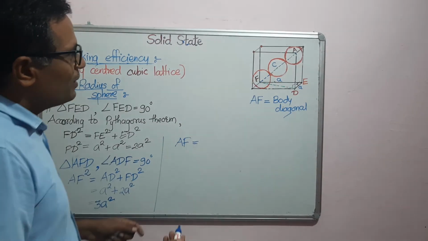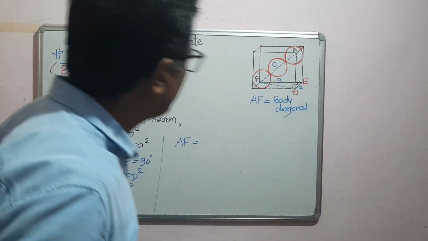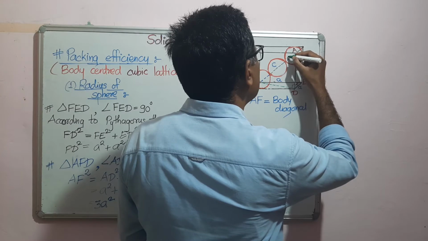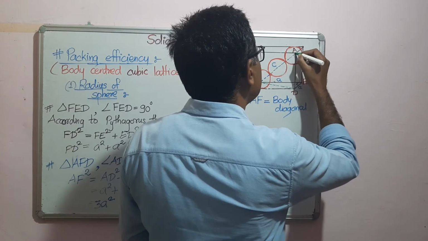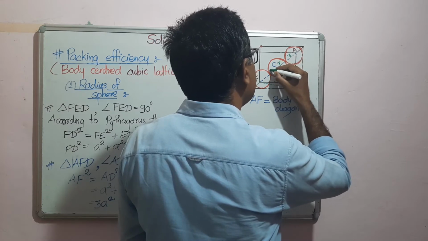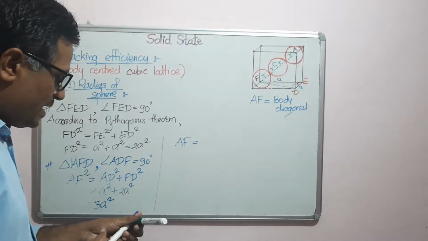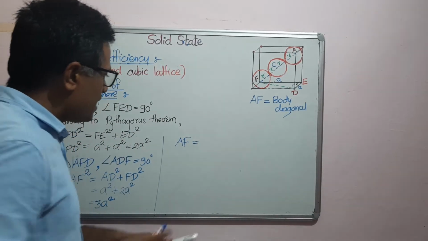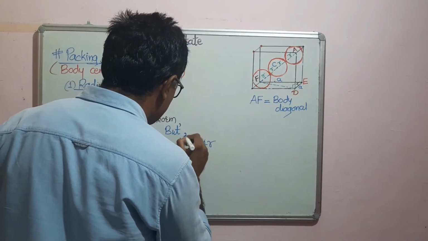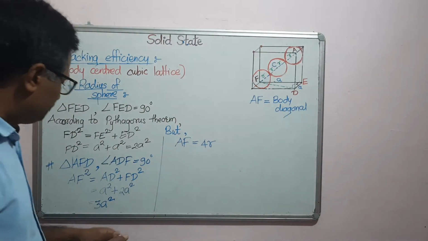Now if I ask what is the length of this AF, what do you answer? This AF length can be calculated like this. This sphere has radius R, this sphere has radius R, and again this sphere has radius R, which means there are 4R. So AF is equal to 4R. Simple. Okay.